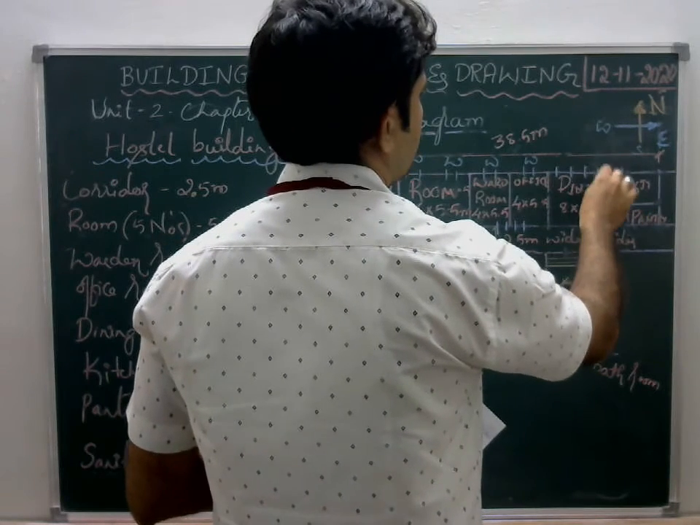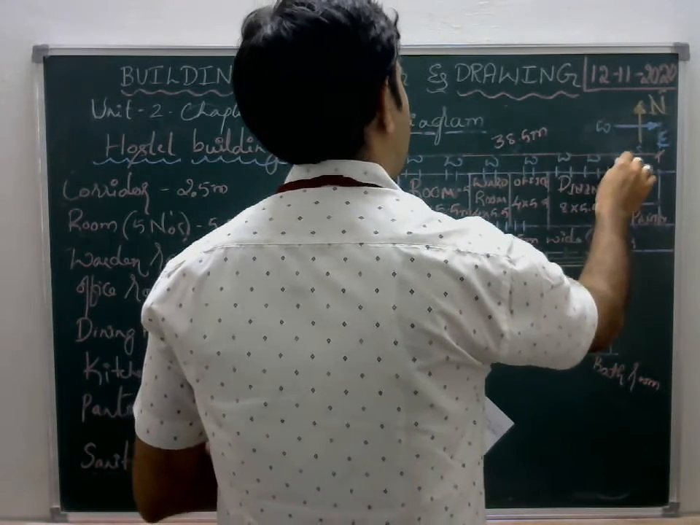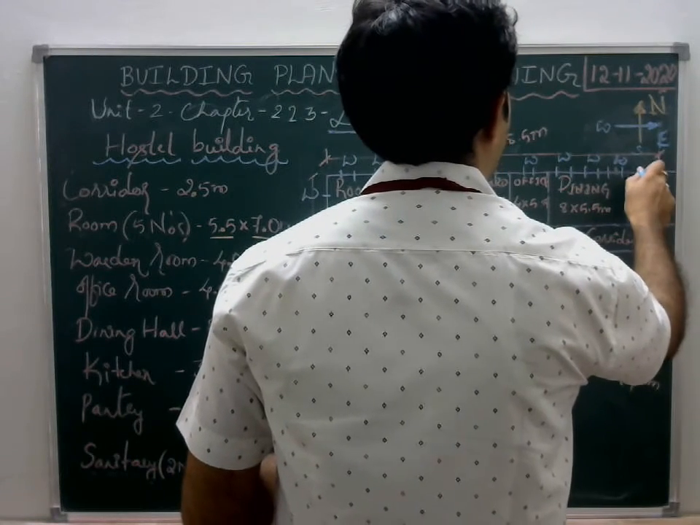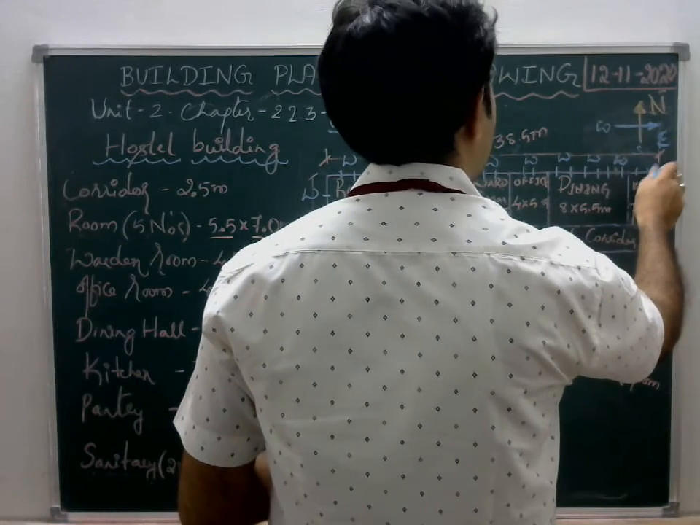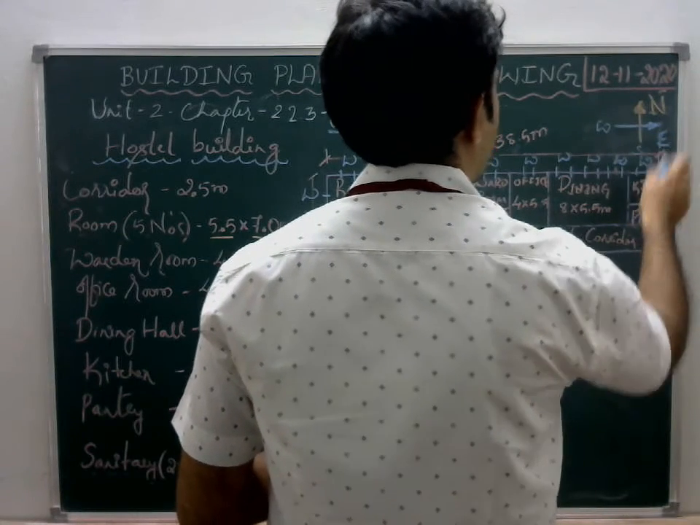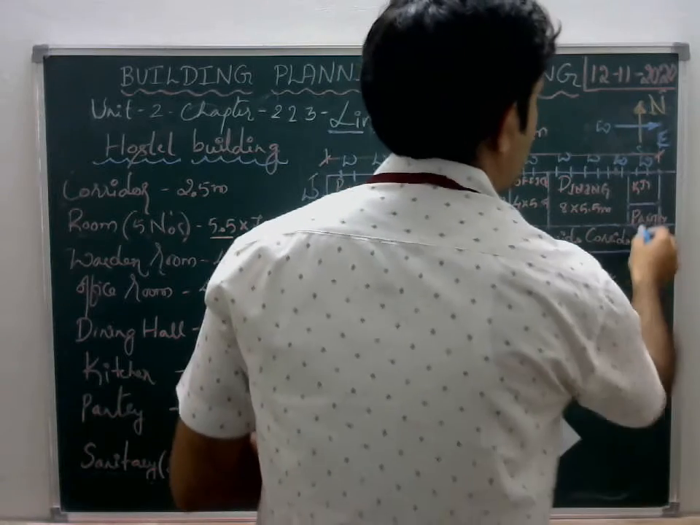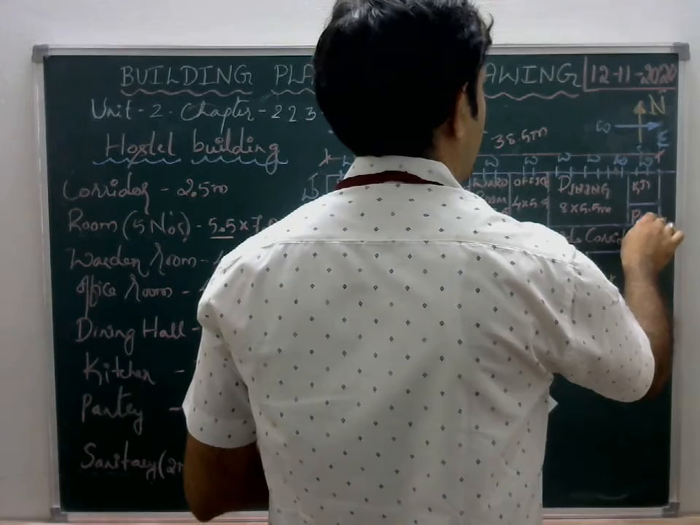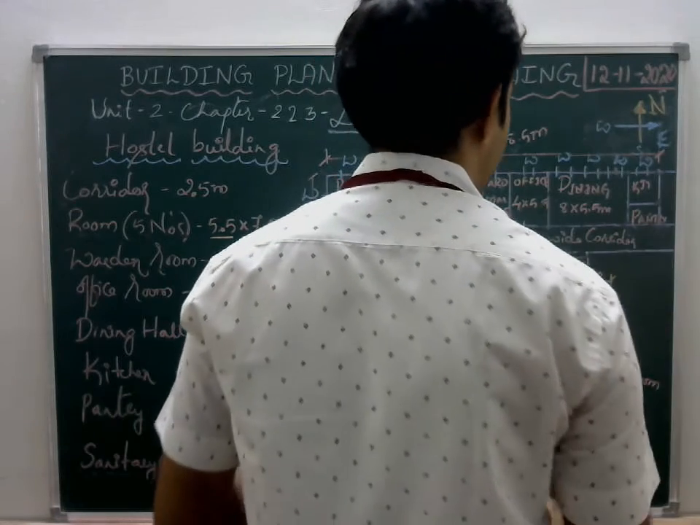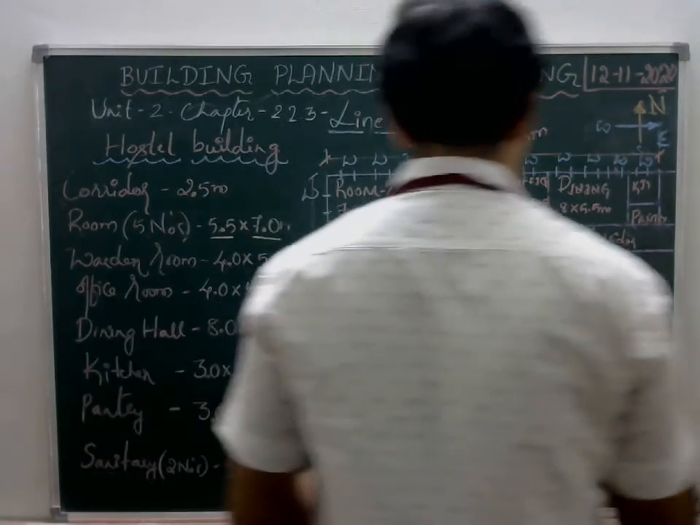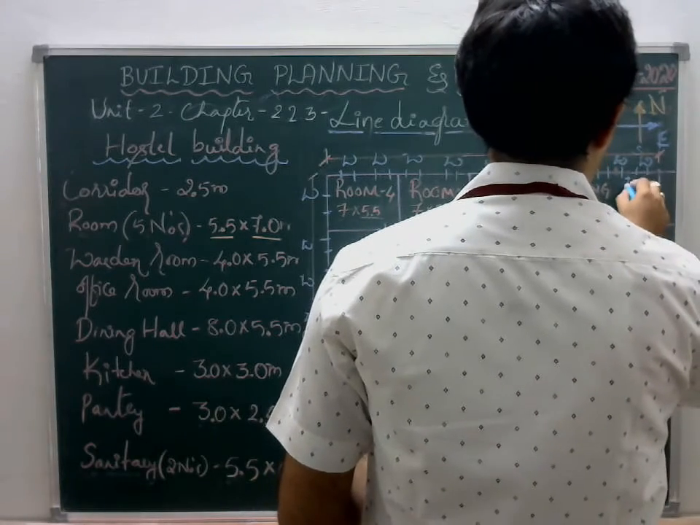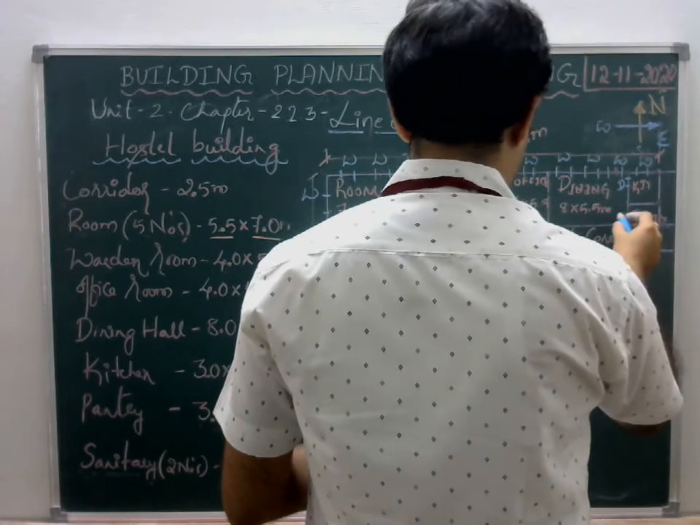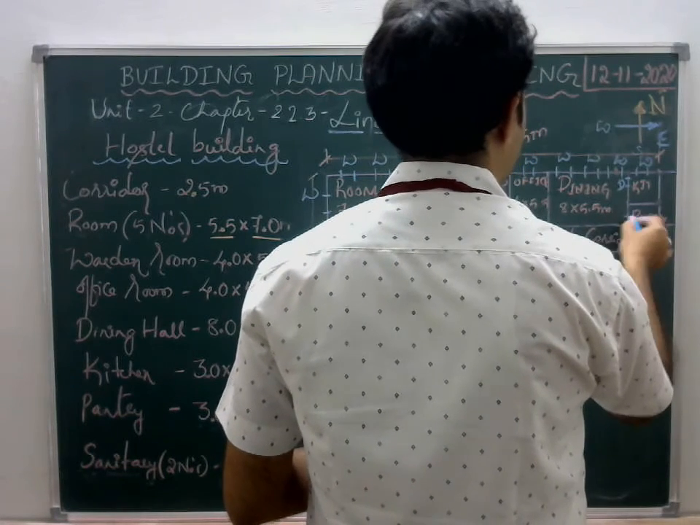Otherwise, provide three windows here. So in the kitchen, I have to provide a window as well as an exhaust fan. Okay, fine. In the pantry also, we're going to provide one. From here, there is an entrance, so an inside door. For the pantry also, we're going to provide it here itself.